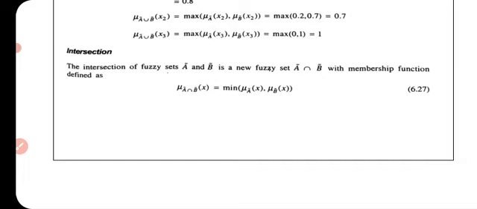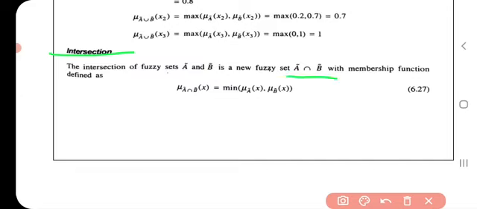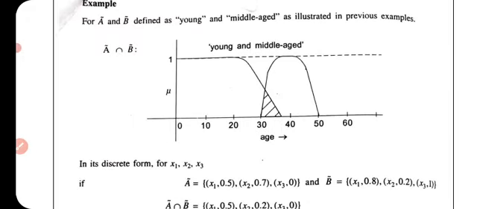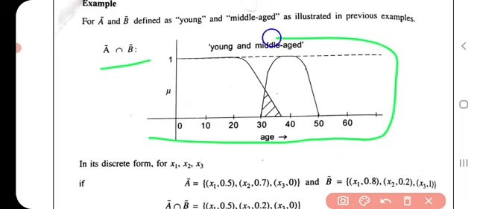Next, intersection. Another fuzzy operator is intersection. The intersection of fuzzy sets A bar and B bar is a new fuzzy set. This is the intersection operator symbol, A intersection B, with membership function mu a intersection b x is equal to the minimum of mu a x and mu b x. Okay, we have to take the minimum here. Similarly, in the same example, if we follow A bar and B bar defined as young and middle age, illustrated previously, this is the membership function for the intersection of A and B.